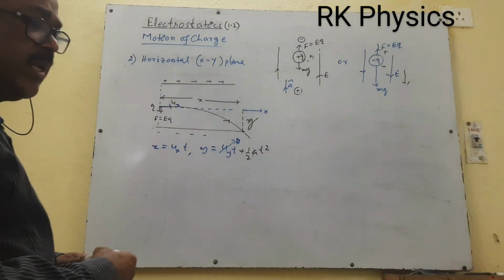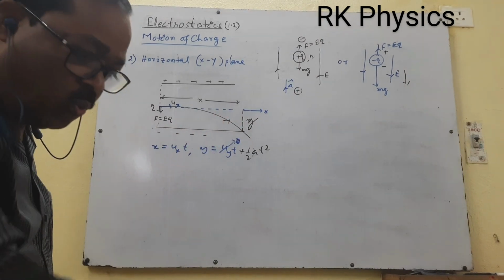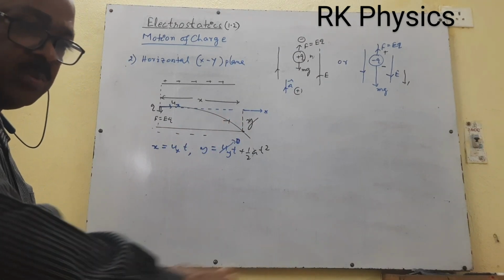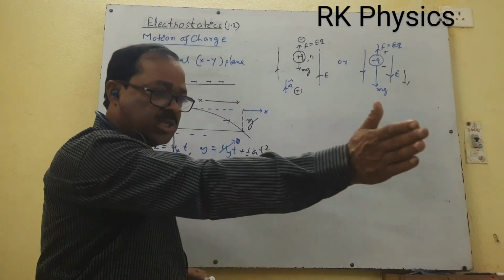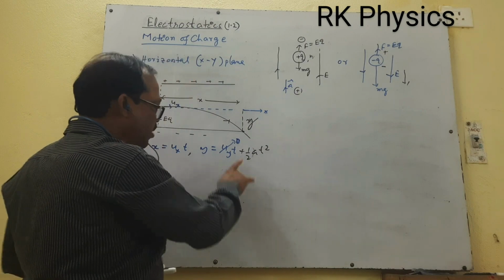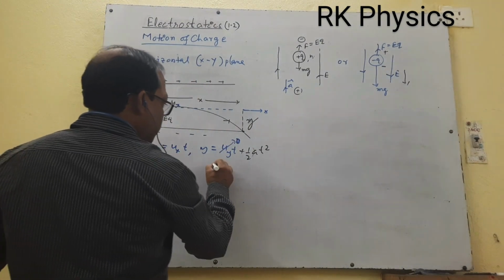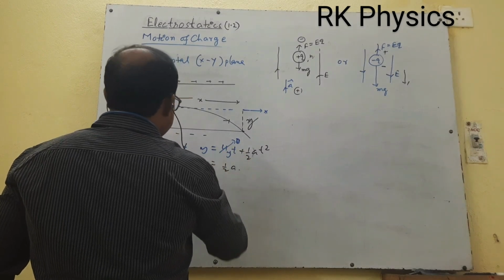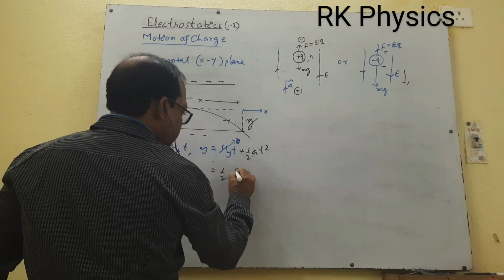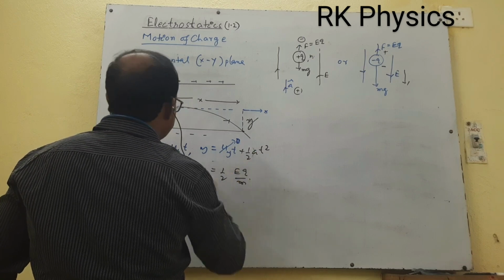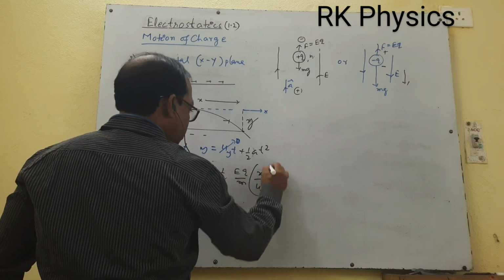Mark, it is not the z-axis, so you should not take g. It is on the ground, the horizontal plane, parallel to the ground. So if the body is parallel to the ground, in that case you can put a. Half a t square. So this is half a, which is half eq by m, into t, meaning you put x divided by ux, whole square.